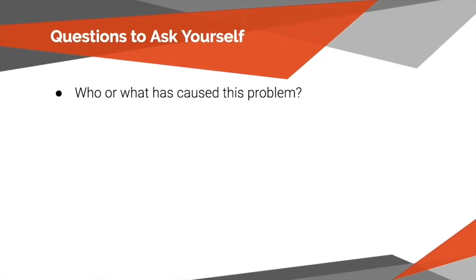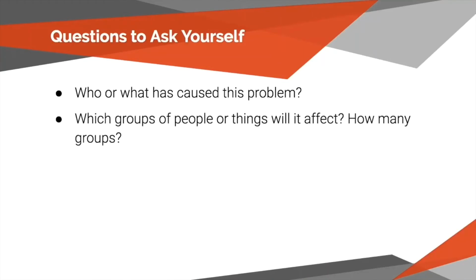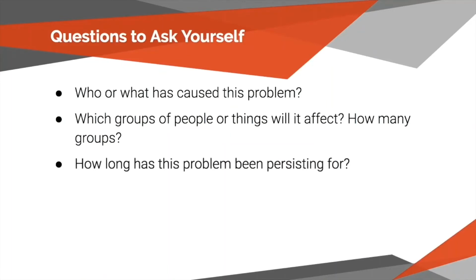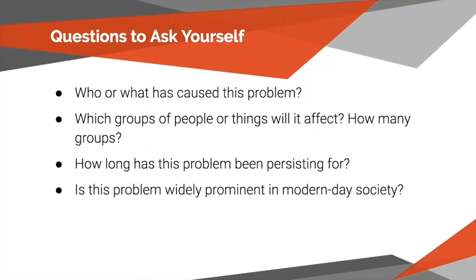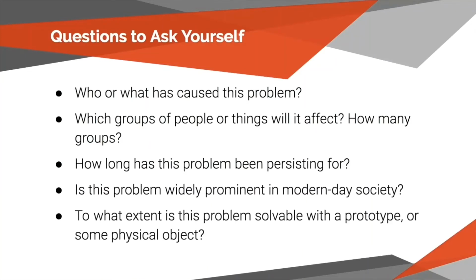Who or what has caused this problem? Which groups of people or things will it affect? How many groups? How long has this problem been persisting for? Is this problem widely prominent in modern-day society? To what extent is this problem solvable with a prototype or some physical object? You don't want to create a project that's completely theoretical. Consider the time, location, groups involved, and groups affected.